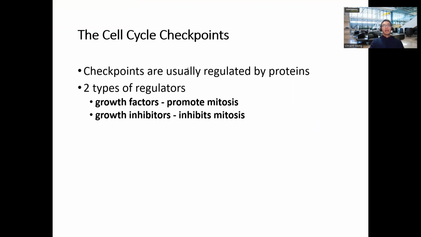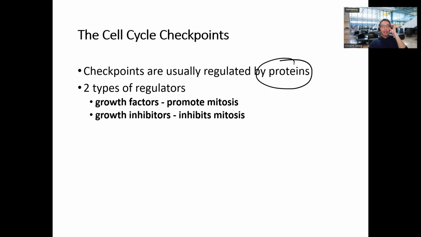So the checkpoints before the S phase and after the S phase are regulated by proteins. And of course, proteins are encoded by genes. So if there is something wrong with a gene, there could be something wrong with the protein. If there's a mutation in the gene, then the protein might not function properly.